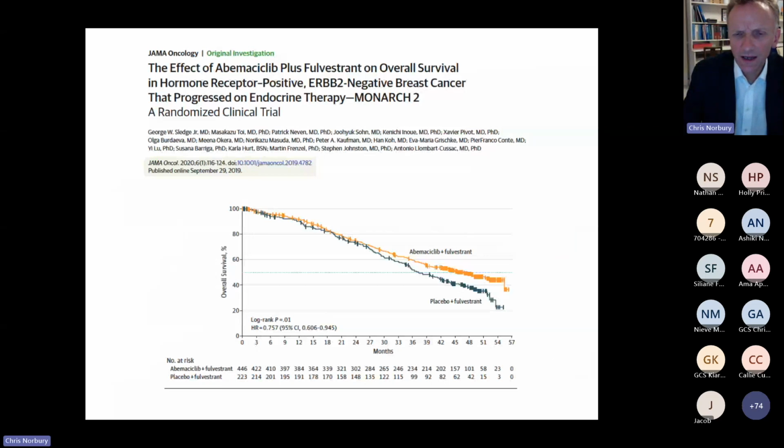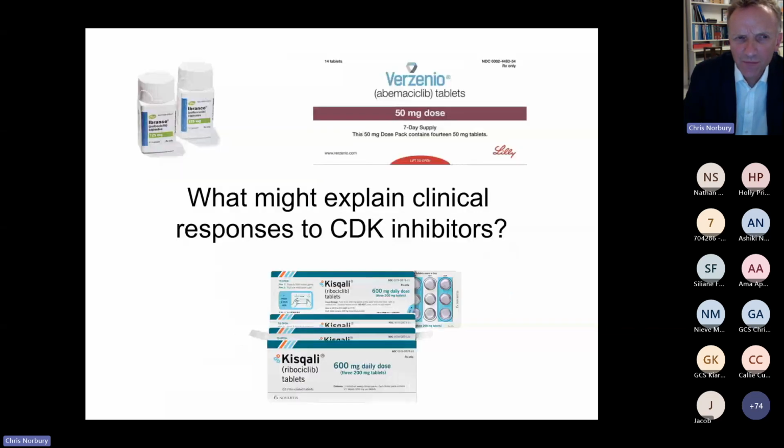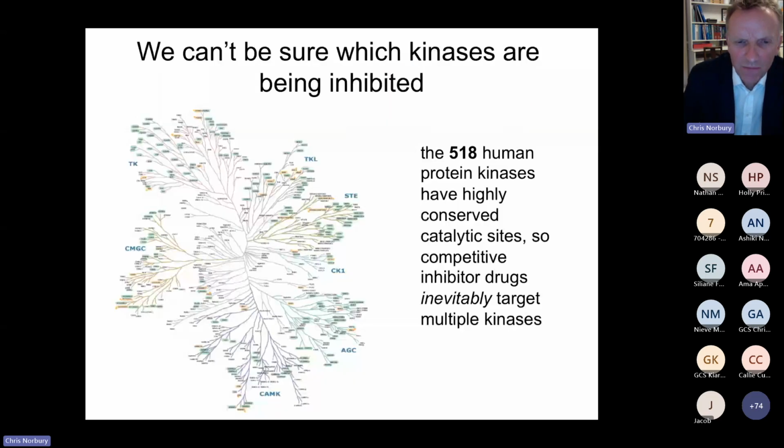But just to finish, I just want to raise a bit of uncertainty, because although these drugs offer clinical benefit, I'm personally not convinced that we know quite how they work. So these are the drugs. How do they work? What might explain those clinical responses that I just showed you? And it's made complicated by the fact that we now know that the human genome encodes a huge number of different protein kinases. We know there are 518 of them.